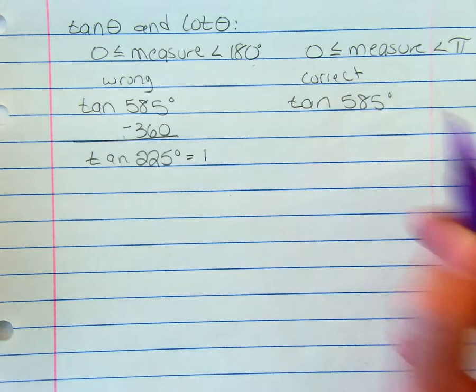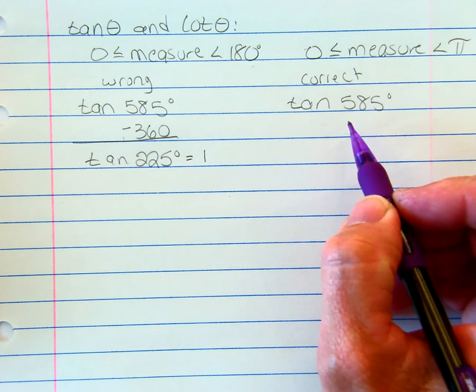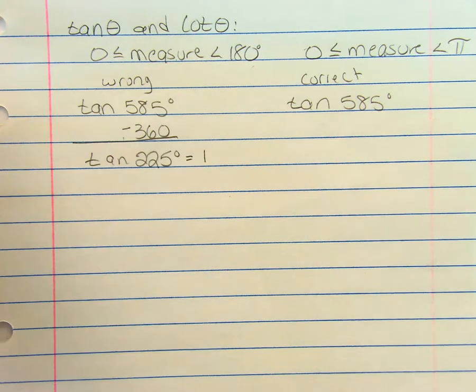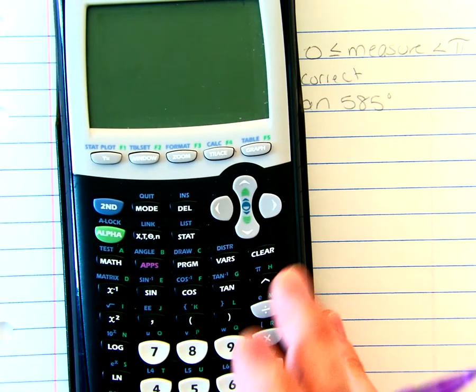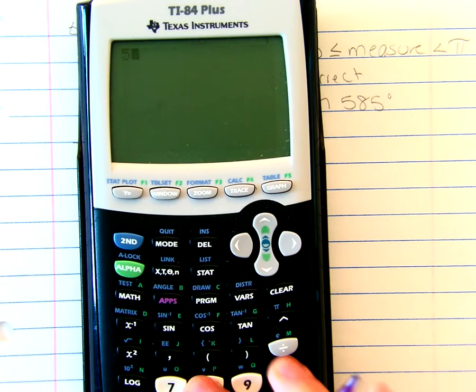Now, if we do it the correct way and we subtract off in multiples of 180 instead of 360, so you get your calculator, we do 585 minus 180. Nope, minus 180. Nope.